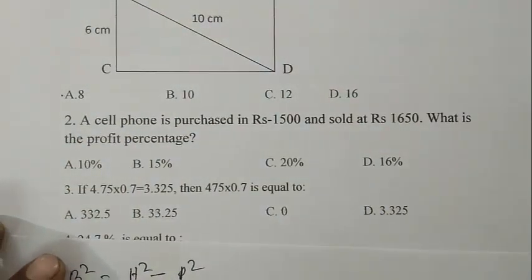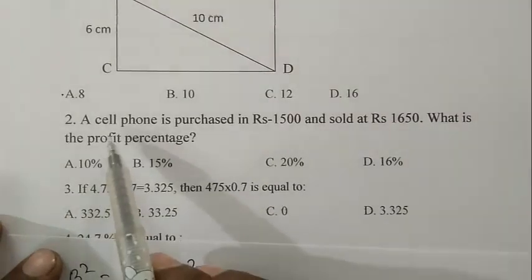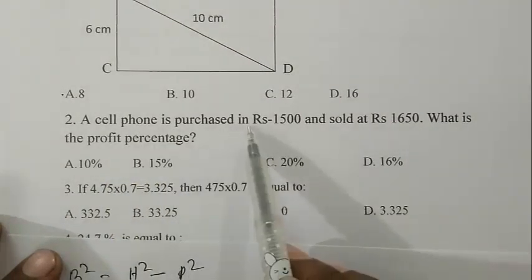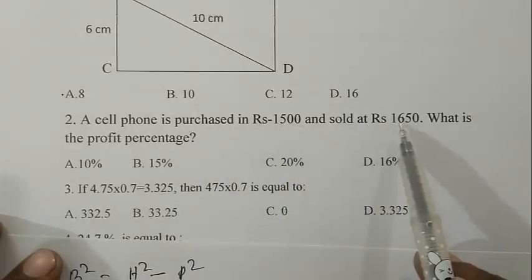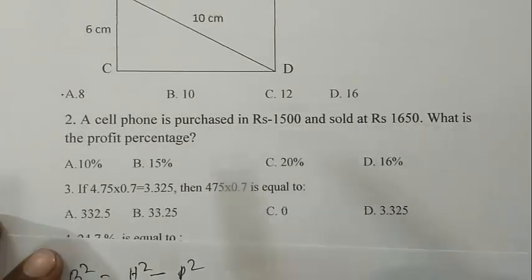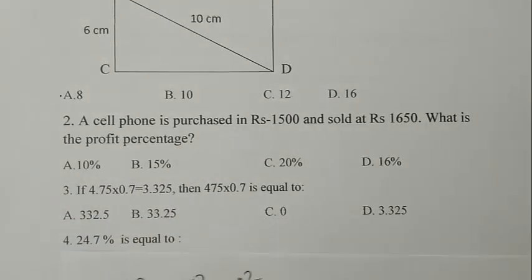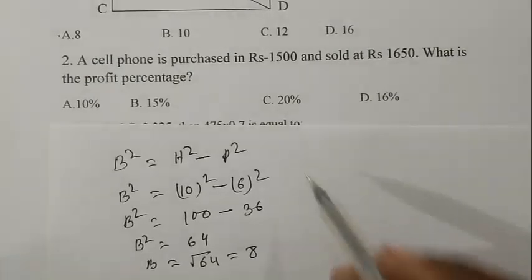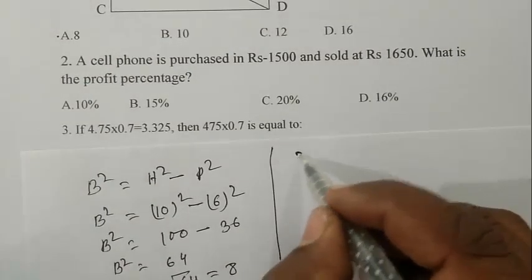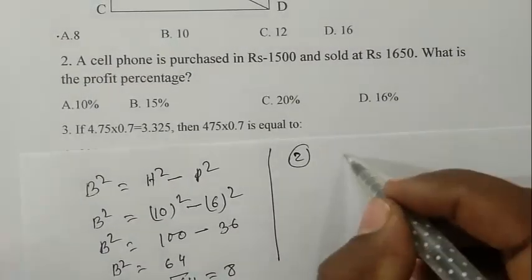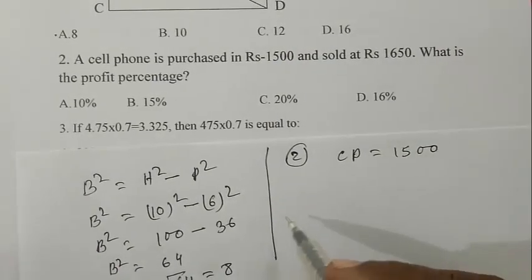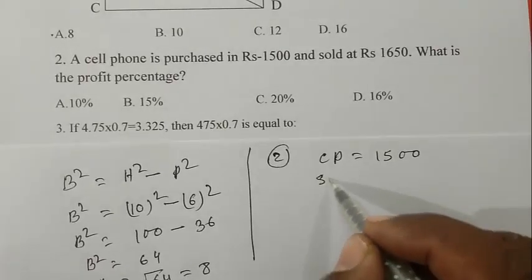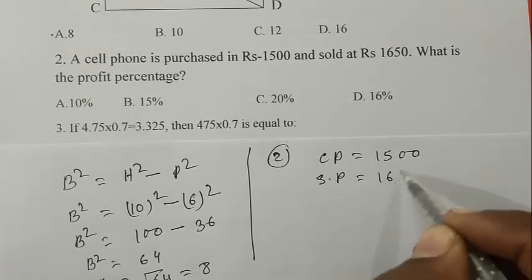Coming to the next question. A cell phone is purchased for rupees 1500 and sold for rupees 1650. What is the profit percentage? Question number 2. CP equals 1500, SP equals 1650.